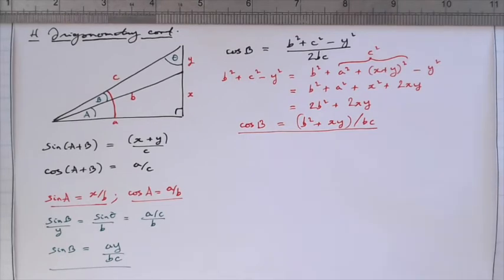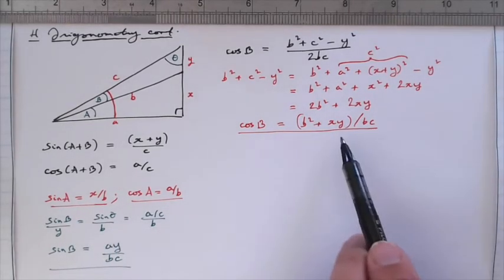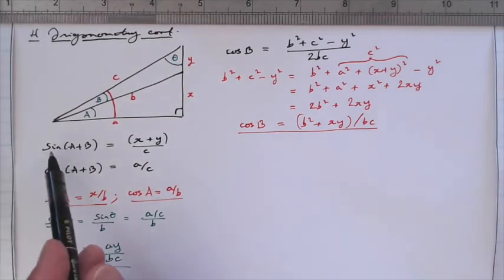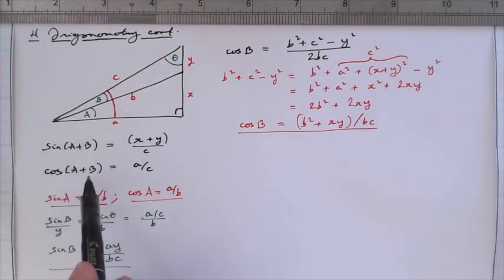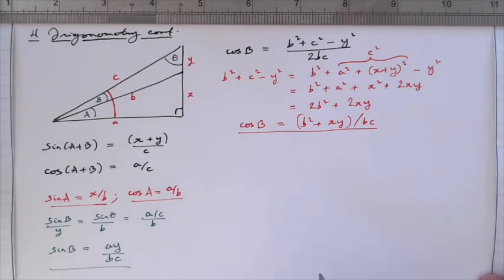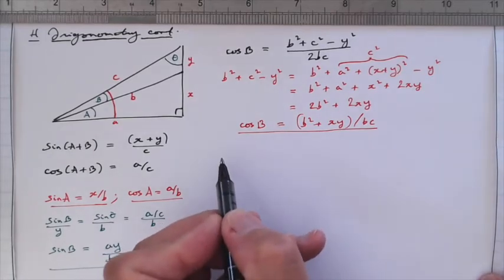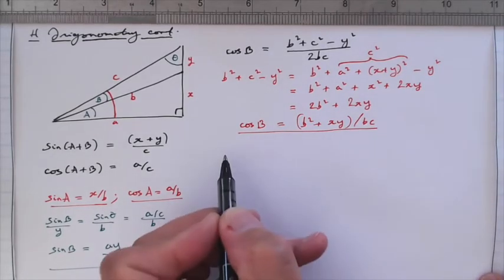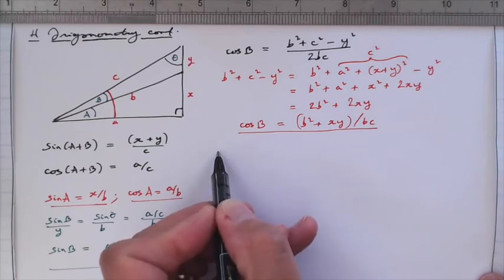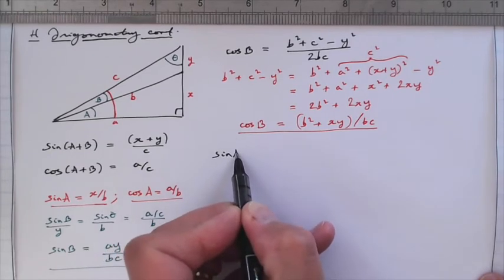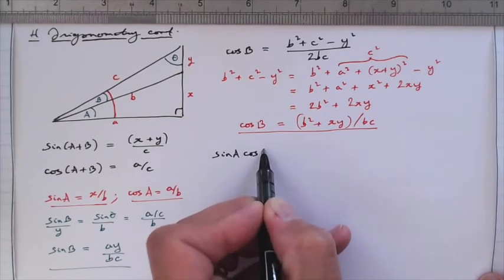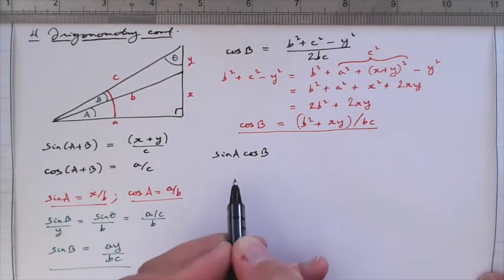Right, we have expressions for sine A, sine B, cosine B, and we also have expressions for sine of a plus b and cosine of a plus b. We've simplified it as much as we can. Can we now relate these things together? So let's have a look at sine A, cosine B. What would happen if I multiplied the sine of A by the cosine of B? Well, let's see what we get if we do that.